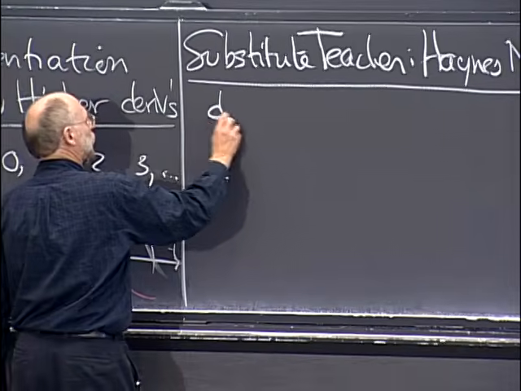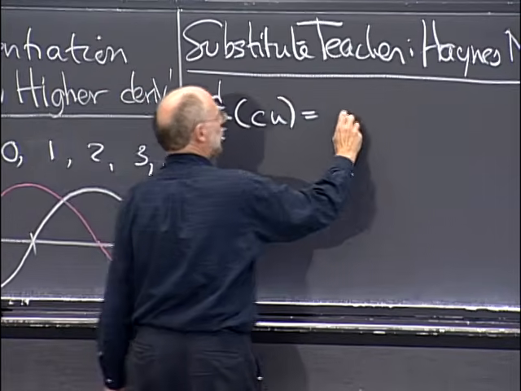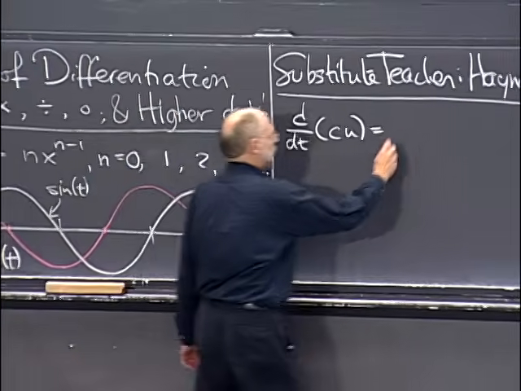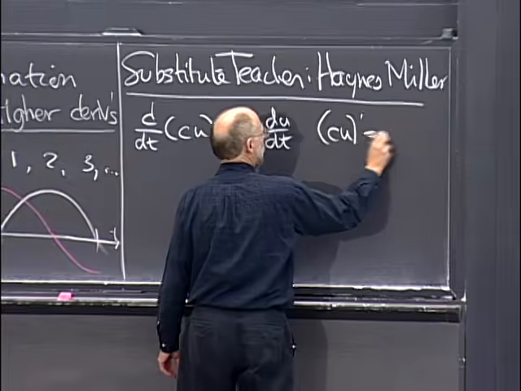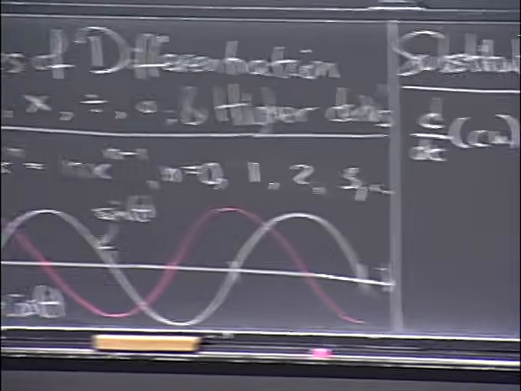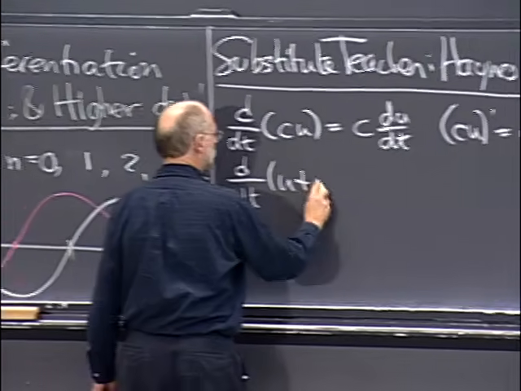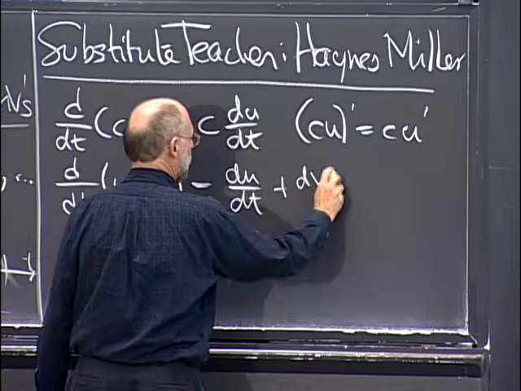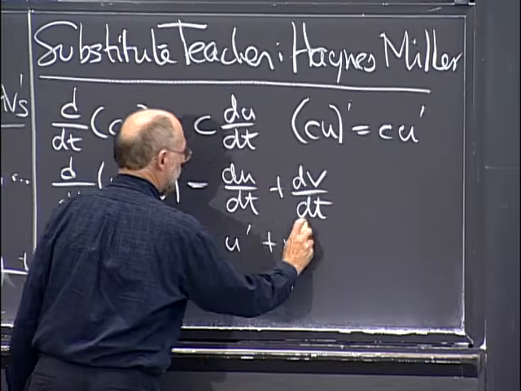For instance, I think you know that if you differentiate a constant times a function, what do you get? The constant comes outside, like this. Or I could write (cu)' is cu'. That's this rule, multiplying by a constant. And I think you also know about differentiating a sum. Or I could write this as (u plus v)' is u' plus v'.